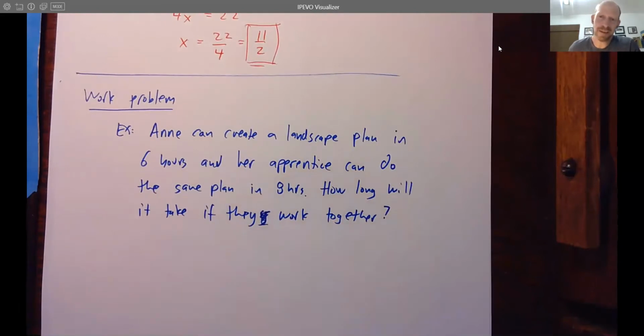And this is actually like a pretty realistic problem. I guess there's a couple assumptions here. First of all, you have to assume that Anne and the apprentice can both work at the same speed and the same efficiency if they're working together as they would if they're working alone. And that obviously may or may not be true in reality, right? But if we assume certain conditions, that's not crazy.